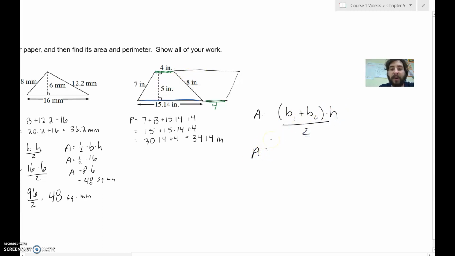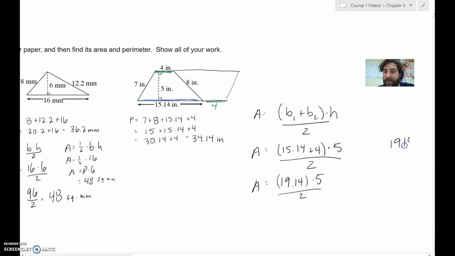So let's do this. So base 1 plus base 2, that's 15 and 14/100 plus 4. And we're going to multiply that by 5, and then we're going to divide it by 2. So parentheses first, 15 and 14/100 plus 4 is 19 and 14/100 times 5 divided by 2.